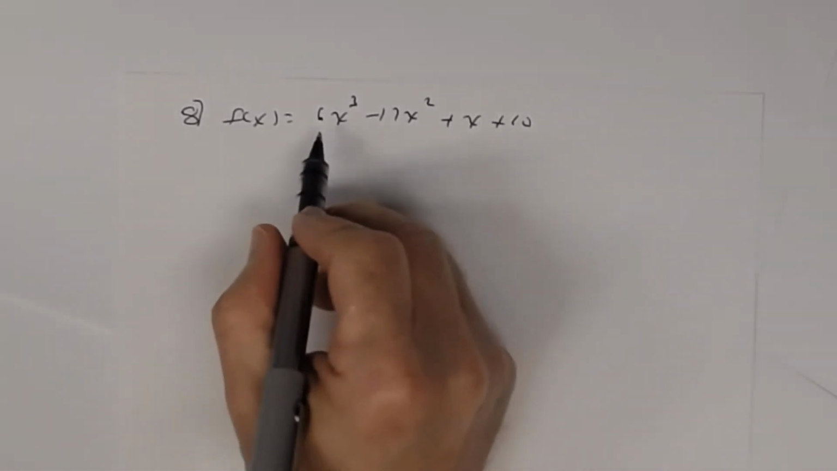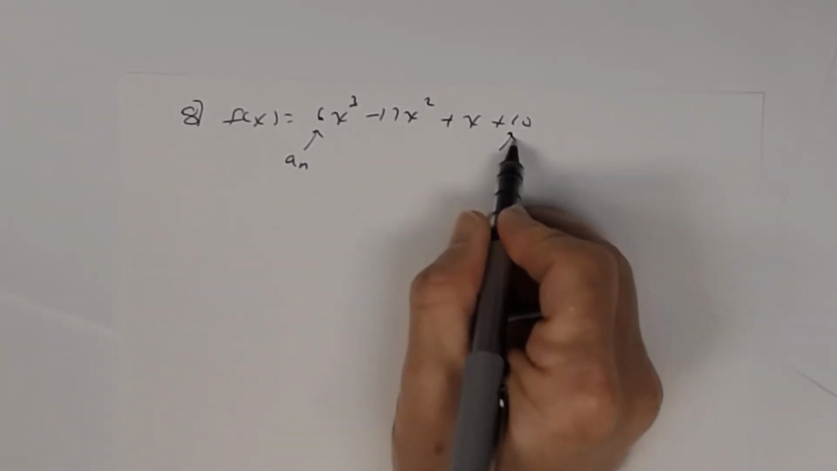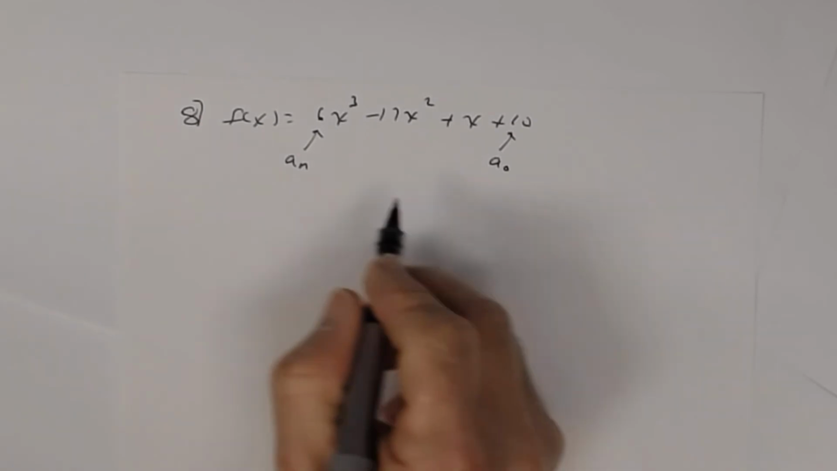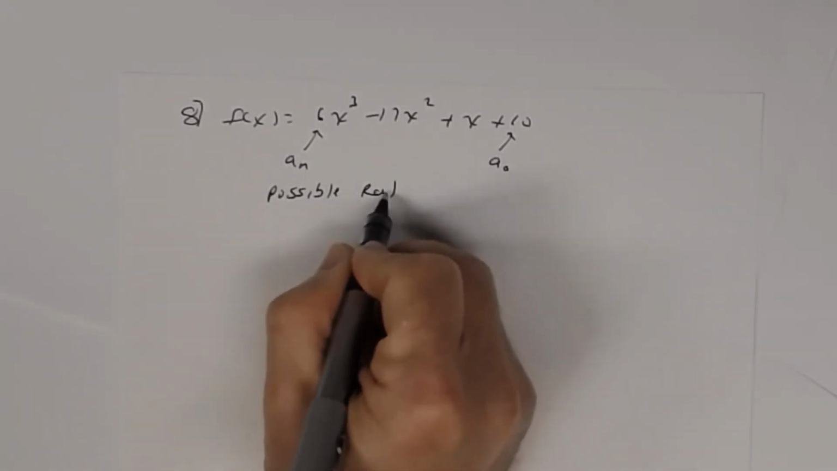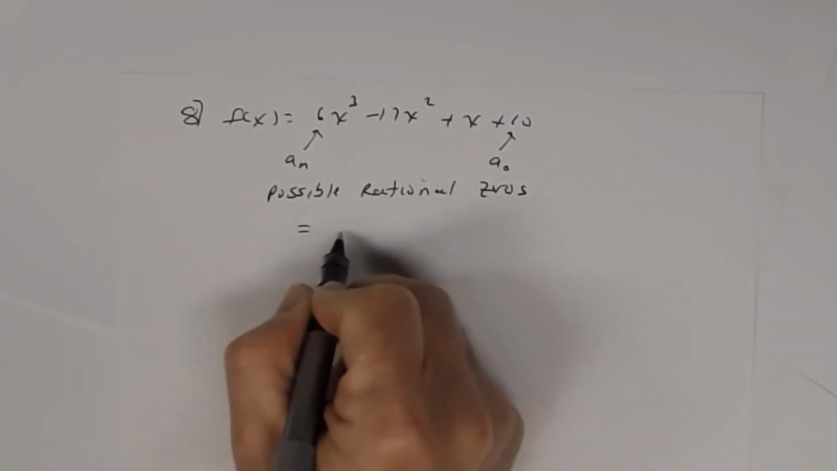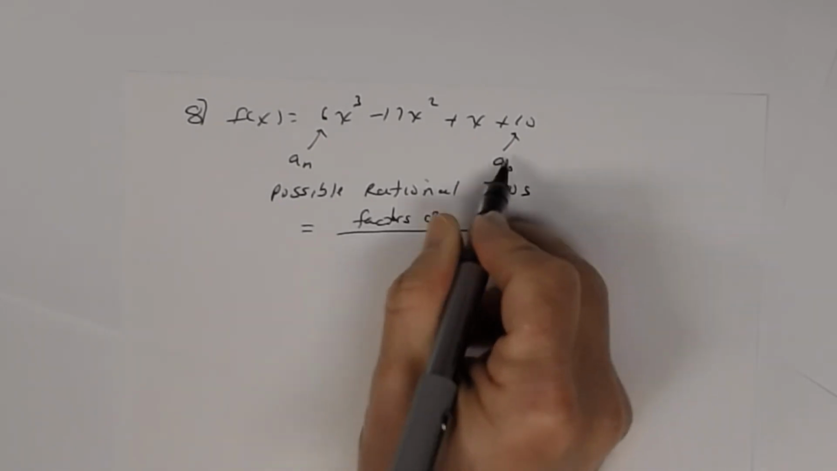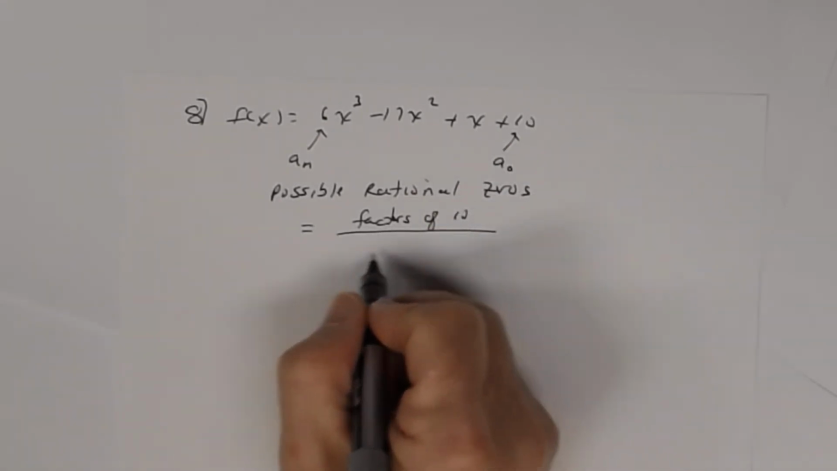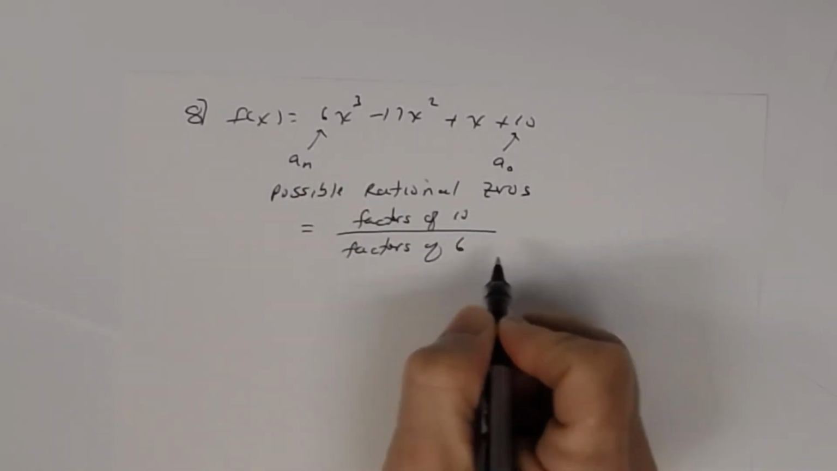So if I'm going to list the possible rational zeros, I need to know the leading coefficient and I need to know my constant term. And so the possible rational zeros will equal the factors of 10 divided by the factors of 6.